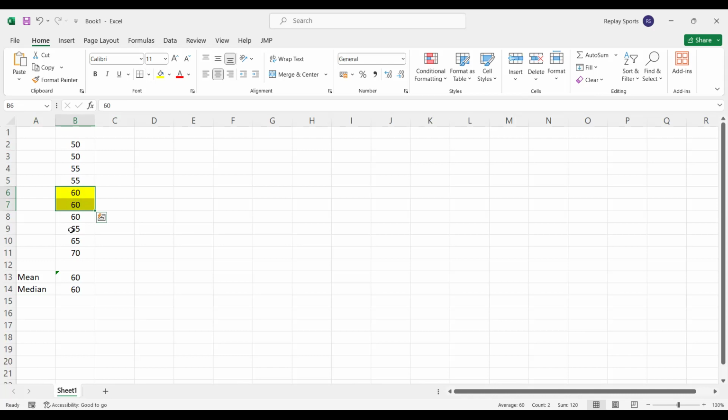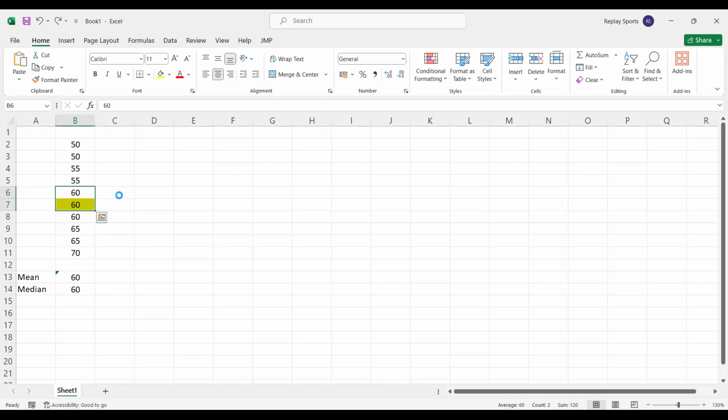So when you have an even number of elements in the data, there will be 2 elements which are your middle values. The median is going to be only 1 value, not 2 values. So the median is going to be the average of those 2 middle values.